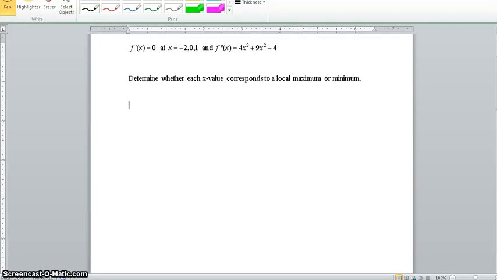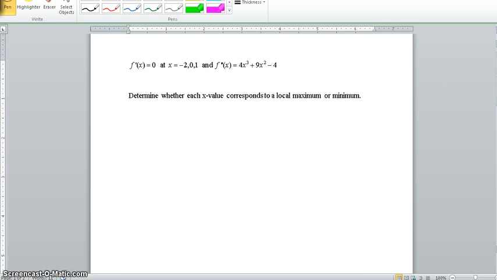Okay, so in this video we're going to solve the problem that's on the screen. We're given some information about the first derivative. We're given the x values where the first derivative is equal to 0. So those would be our critical values. And we're just given the second derivative. No work in finding the second derivative.